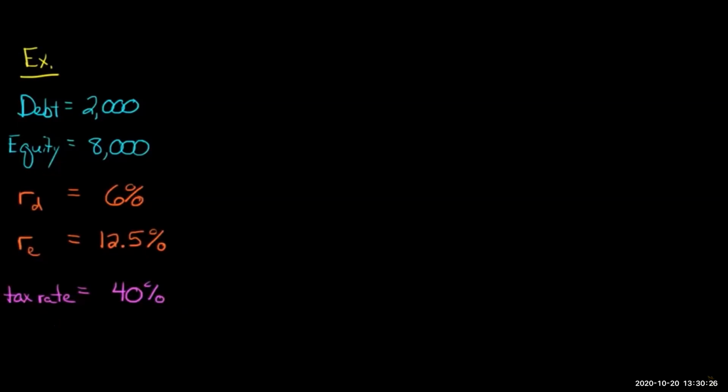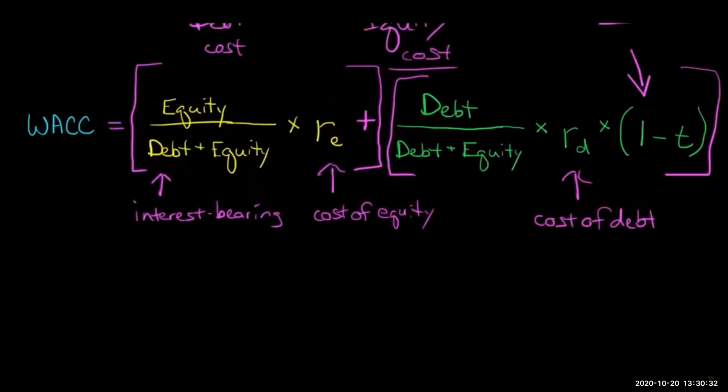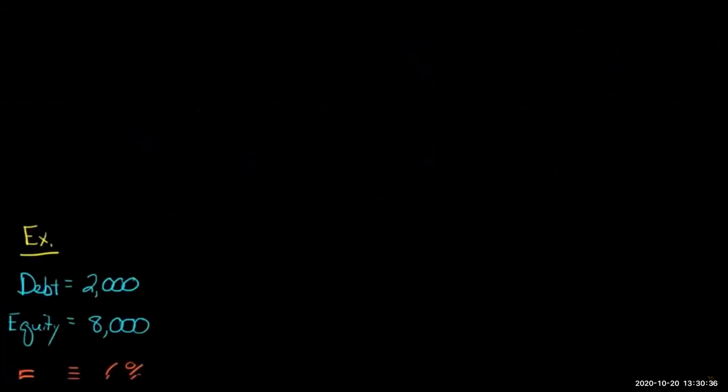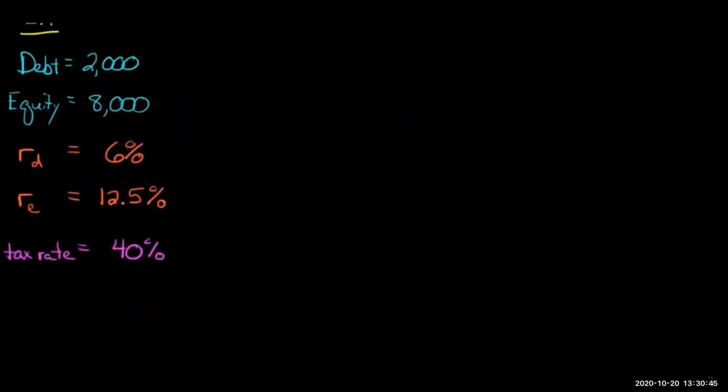Then we say we've got a tax rate of 40%. Now we can plug the numbers into the formula that we have here. In the interest of space, I'm going to do that down here right below our example, so let's go through this step by step. So, the WACC, our weighted average cost of capital.